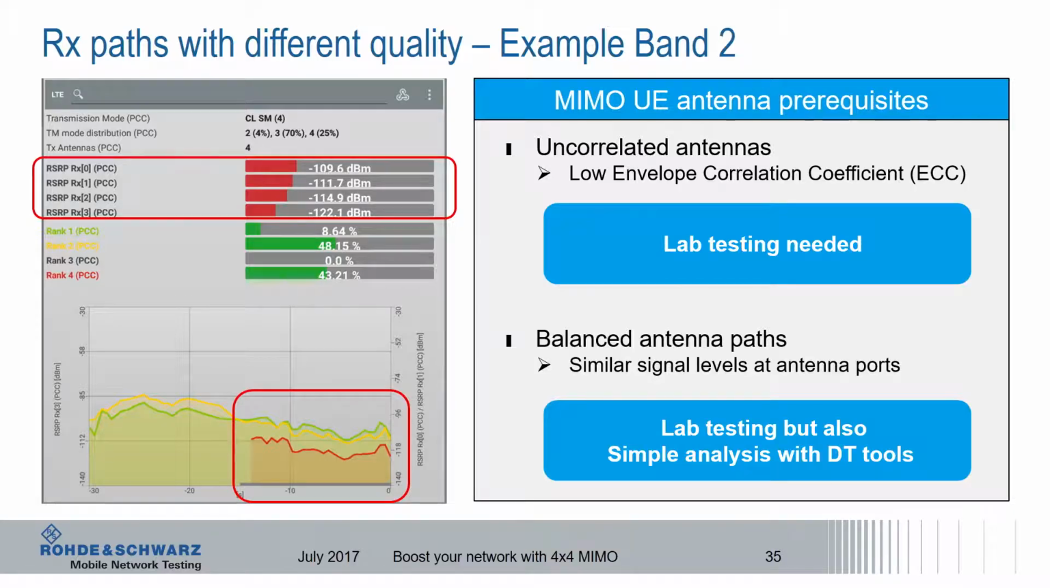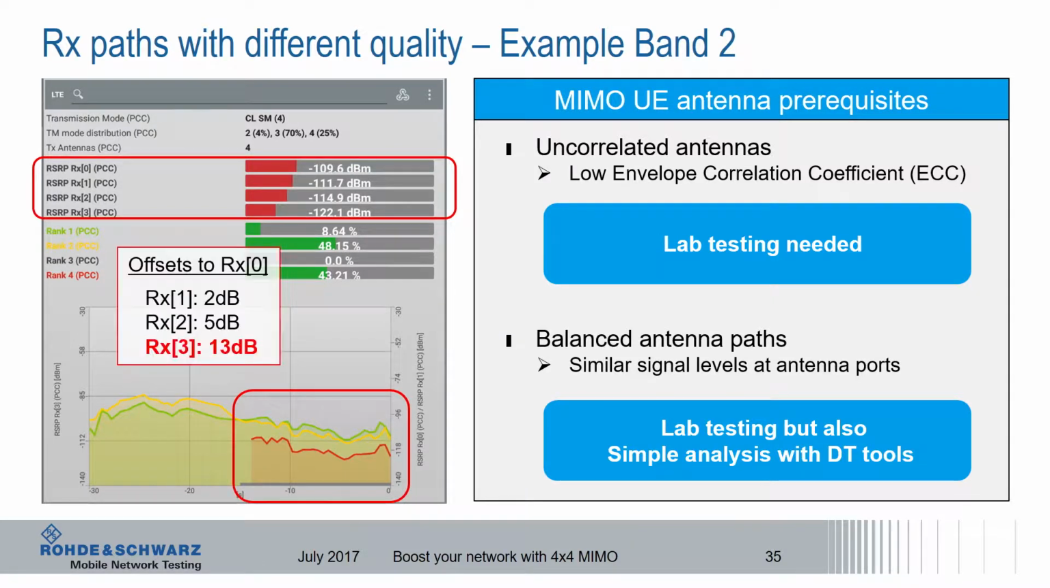So this is what I call simple analysis with a drive test tool, because a Qualipoc or a Romus is classically handled as a drive test tool. What we can see here is that there is already a significant offset to be observed from the main antenna RX0 to the fourth antenna, which is numbered as RX3. If we dig into the details, we can see that the differences to the main antenna start from 2 dB up to 13 dB, which is tremendous.